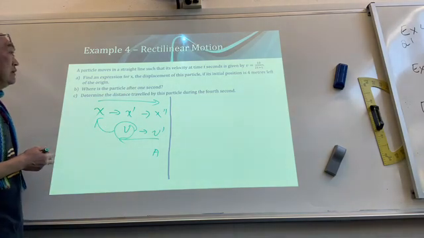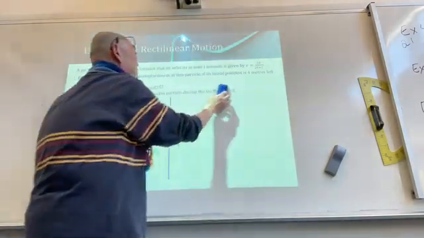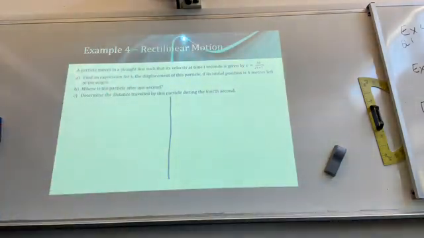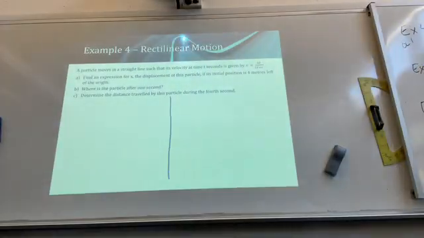The left is negative. The question didn't say which is positive and which is negative, though. In this case, I would say that left is negative. Initial position is 4 meters left of the origin, so it should be negative. Shouldn't it be stated in the question? It should be, but okay. So find an expression for x, the displacement of this particle, if the initial position is 4 meters left of the origin. So I'll assume that left is negative.